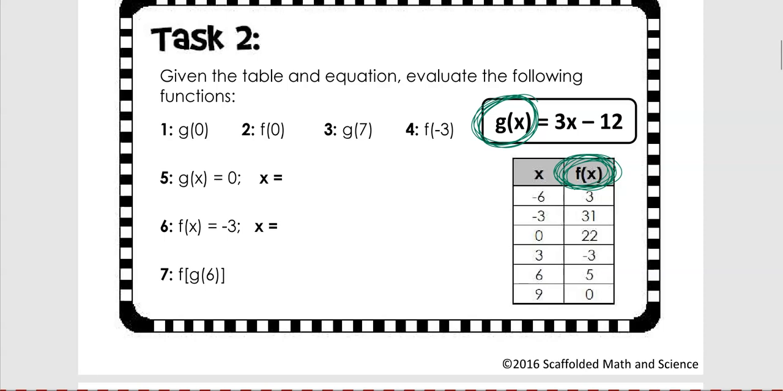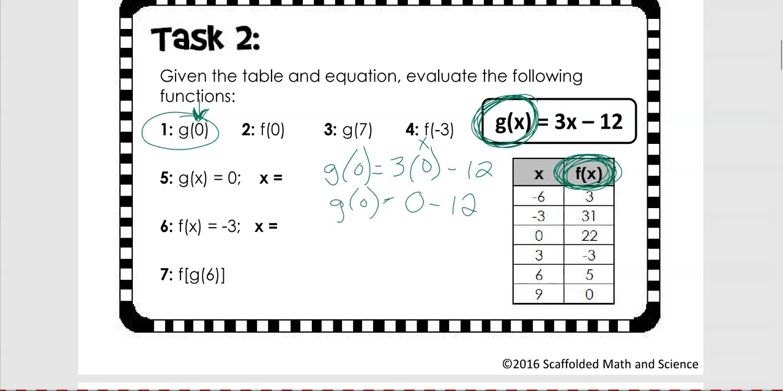Okay, so we're going to take number 1 that says G of 0. So remember, whatever's in the parentheses, that's your X. All right. So we're going to take G of 0, we're going to plug 0 in for X. So G of 0 is equal to 3 times 0 minus 12 because the 0 gets plugged in for X. This was X.